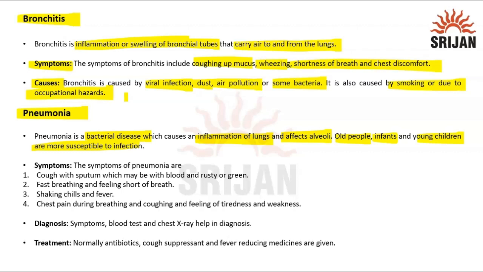Okay, now if I talk about the symptoms of pneumonia, there is a cough with sputum, which may be with blood, or rusty or green. If it is rusty or green, that actually tells you that there is bacteria present inside your passage where colonies have grown. Then there is fast breathing and feeling short of breath, shaking, chills, and fever, which is also there if you have a viral infection. There is chest pain during breathing and coughing, and feeling of tiredness and weakness, because again it is affecting your breathing process, and at the end it is affecting your respiration. How can you diagnose pneumonia?